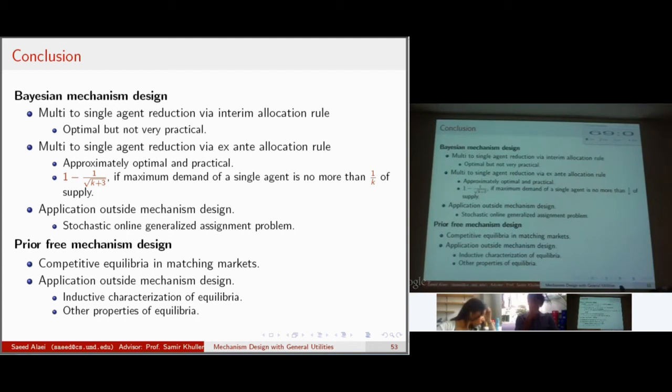We also considered some applications outside mechanism design. For prior-free mechanisms, we considered competitive equilibrium in matching markets and gave an inductive characterization of equilibria. We also studied other properties, which I didn't talk about here, and we also gave applications of these. Okay, so that was the end of my talk.